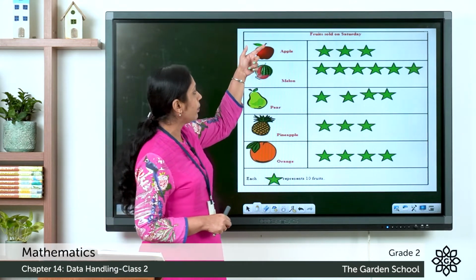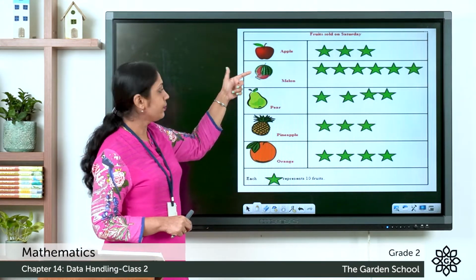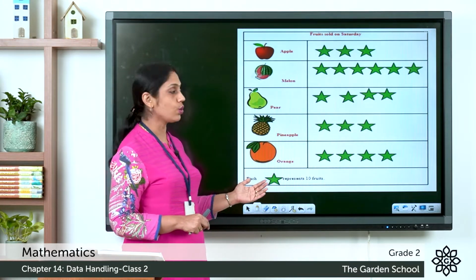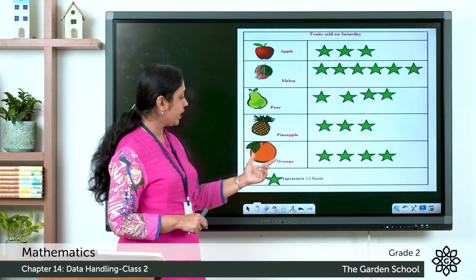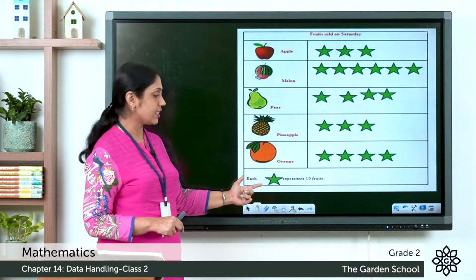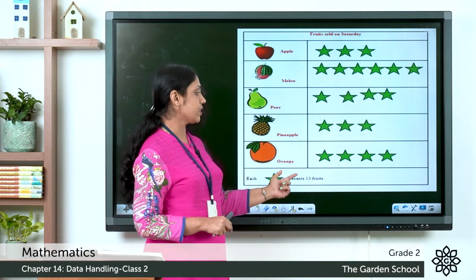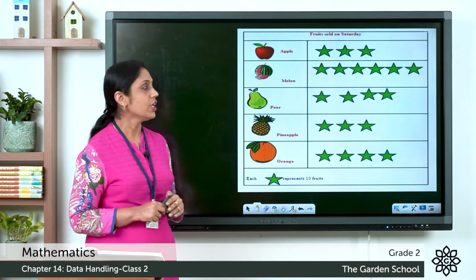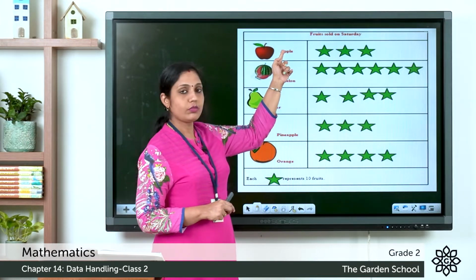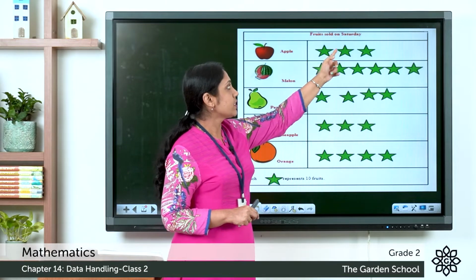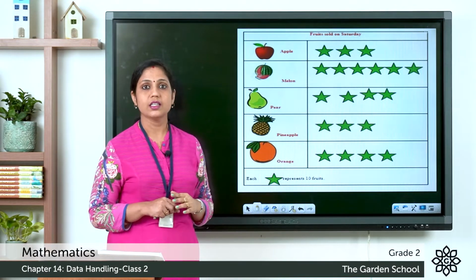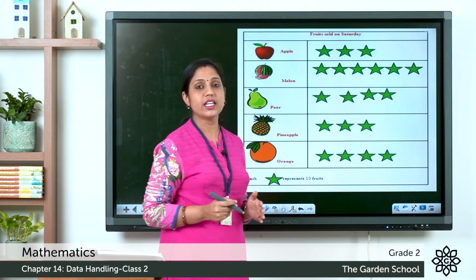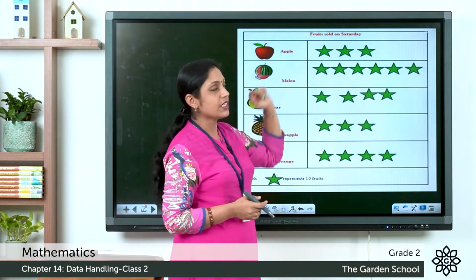They are apple, melon, pear, pineapple, orange. And the number of fruits sold are given using stars. Here at the bottom of this page, you can see each star represents 10 fruits. That means one star represents 10 fruits. For apple, 3 stars are given. That means 1 star is 10. So 10, 20, 30. So 30 apples were sold on Saturday.